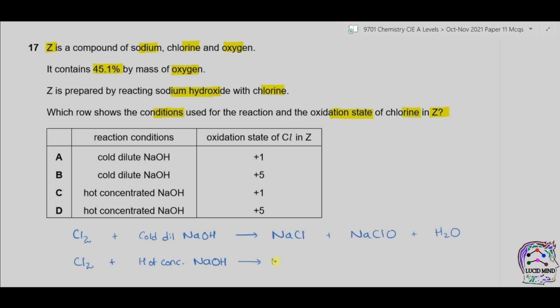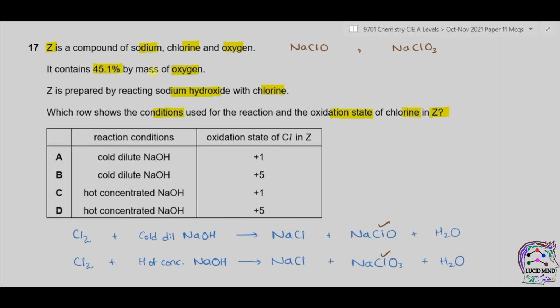In the second reaction, with hot concentrated sodium hydroxide, the product will be sodium chloride, sodium chlorate, NaClO3, and water. As it says that Z is a compound of sodium, chlorine and oxygen, it could be this one or this one. We have NaClO or NaClO3.